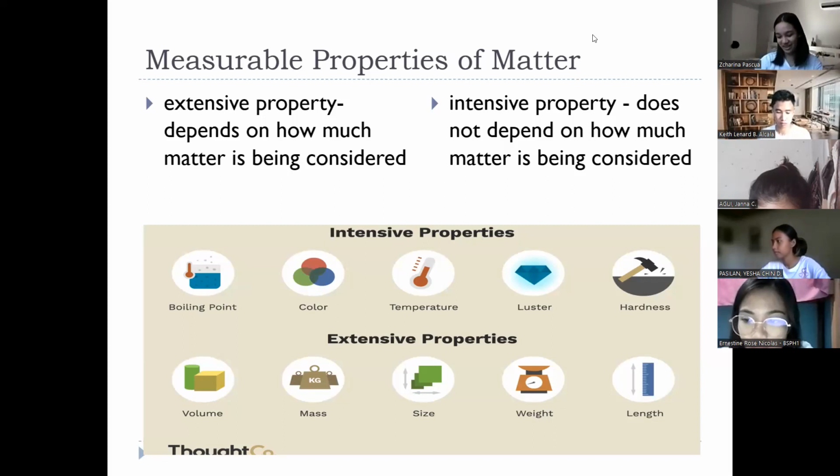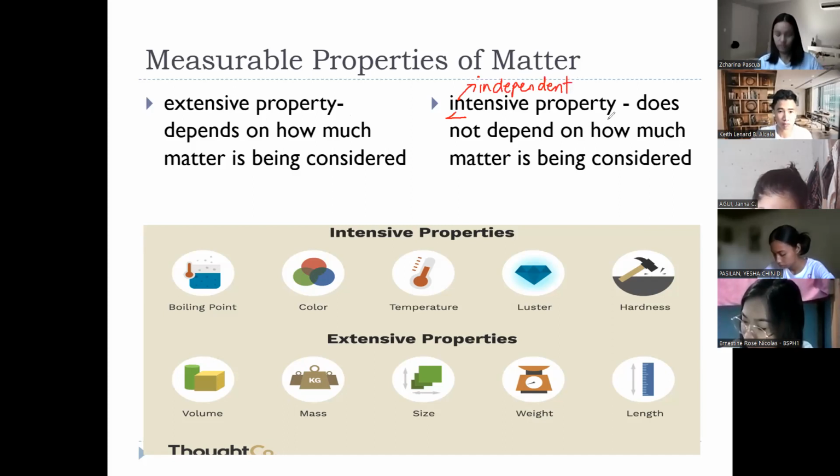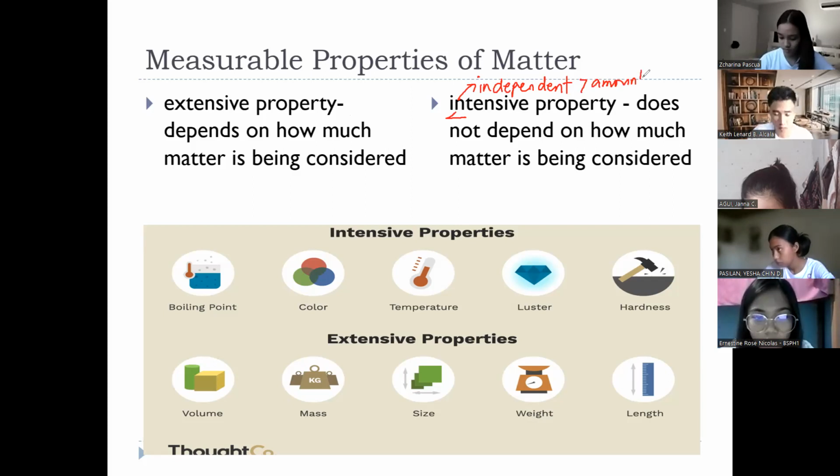Okay, we have the measurable properties of matter. So, mga properties, ito ha, na mini-measure natin. We have two types of measurable properties, the extensive property and the intensive property. How do I memorize this one? Paano ko ito ma-remember and paano ko siya ma-differentiate? In for independent. Ganito ko siya pinag-aaralan. In for independent. Independent saan? Sa amount of matter.